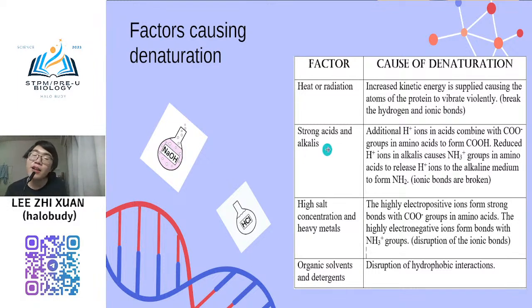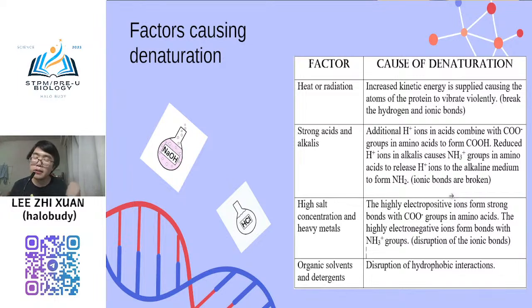And another one, strong acid and strong alkali. If your protein is exposed to strong acid or strong alkali, what happens? Addition of hydrogen ion, this one is strong acid. If strong acid is added, it will combine with the carboxyl group, COO negative in amino acid, to form COOH. In alkali, the ammonium group in amino acid releases hydrogen ion to the alkali medium to form amino. So this will cause your ionic bond to break.